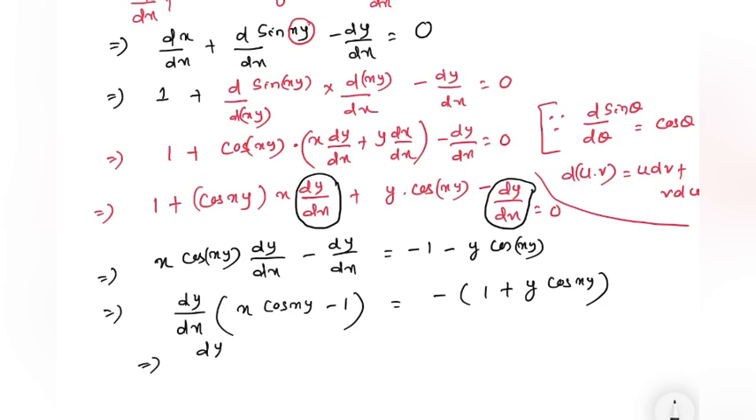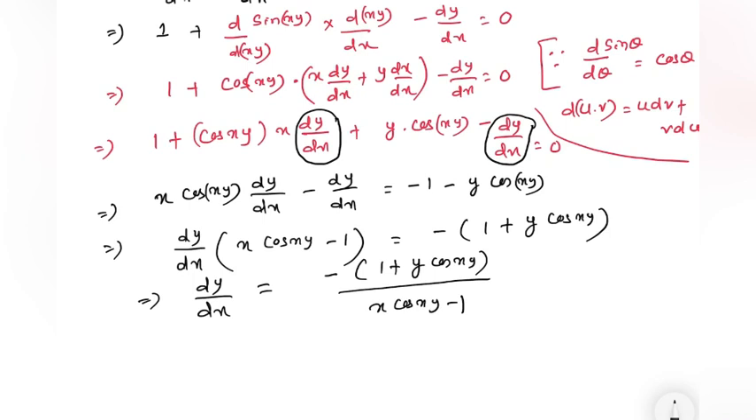Then this is dy by dx, because x cos xy minus 1 is multiplied on the left hand side, and when it is carried to the right hand side it will be divided. So dy by dx is (1 plus y cos xy) by (x cos xy minus 1). Right? This is our required answer.